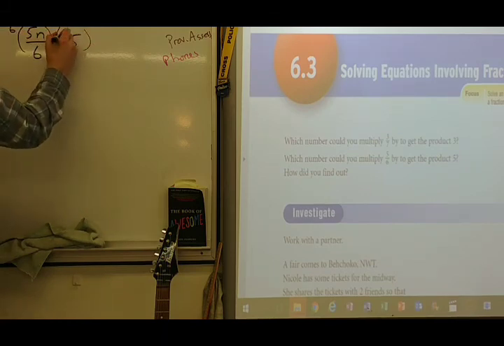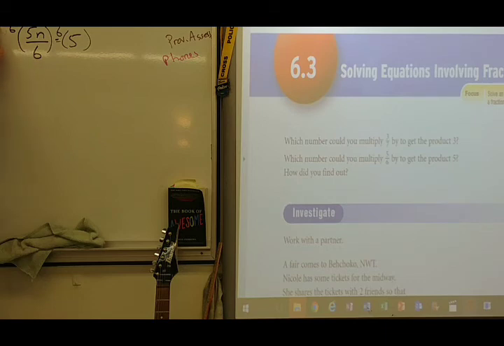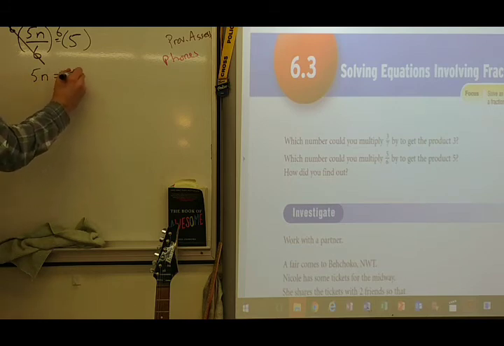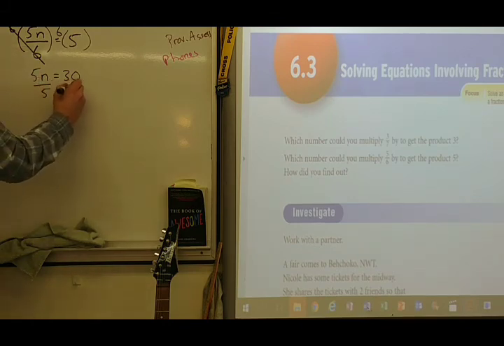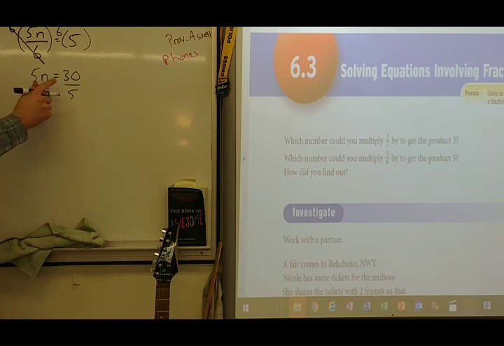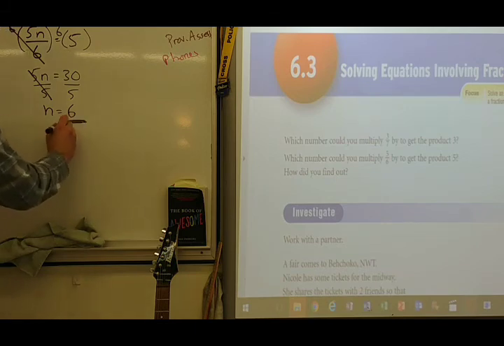Because right now it's all being divided by 6, I need to multiply by 6 on both sides so that it cancels out. There we are. Now I have 5 times n. The opposite of 5 times is divided by 5. Do it on both sides so it balances. That cancels out, and we have 6. So I think n is equal to 6.